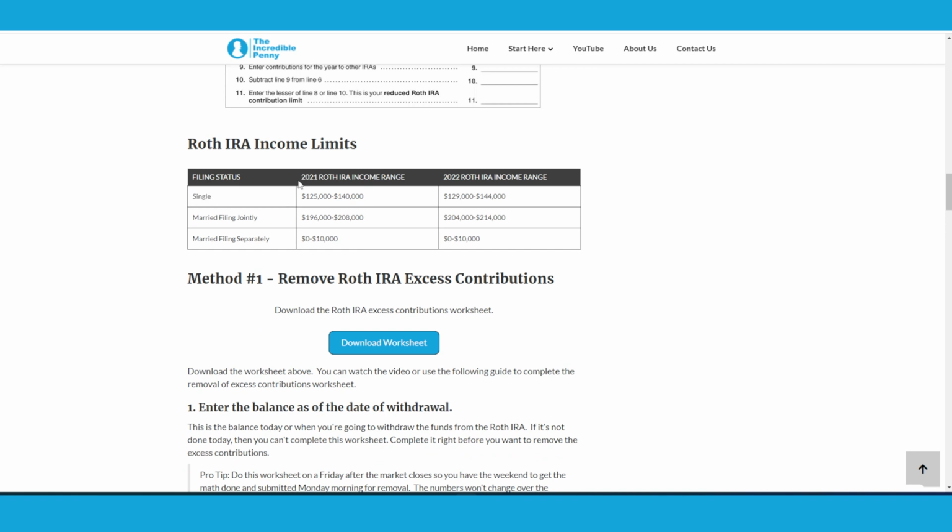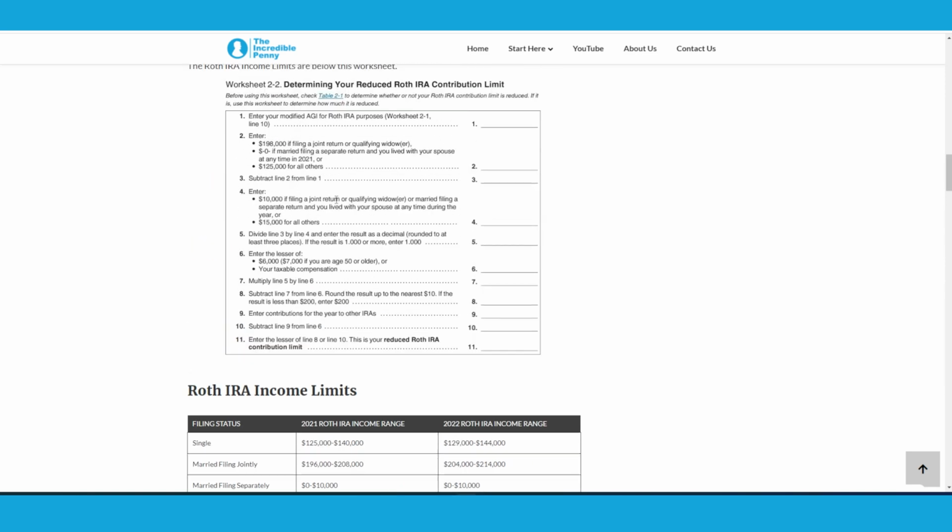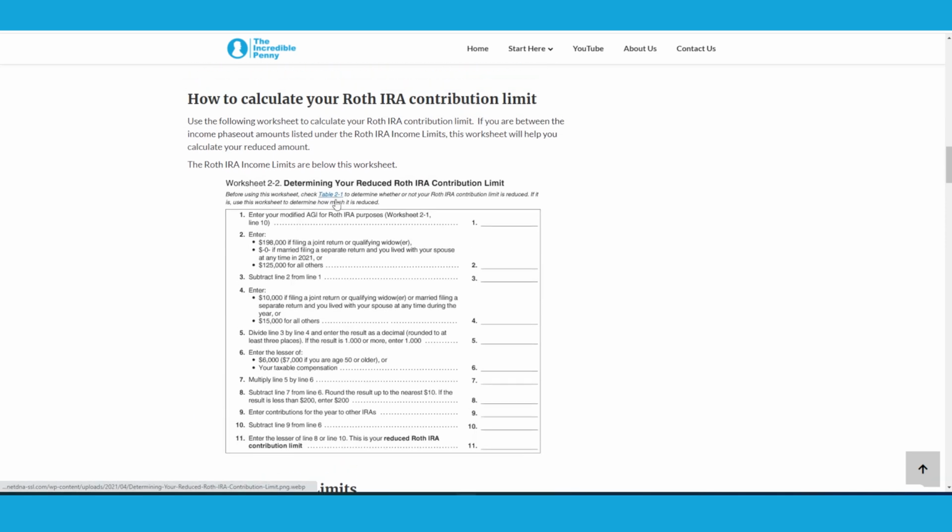But if you're single for 2021 and you earn under $125,000, you're not going to have this issue. Although you could still have an excess contribution, you could still make the full $6,000 contribution. But you can see the phase out goes up to $140,000 for singles. So if you're right in the middle of this, then you're going to want to use this worksheet on the phase out to figure out how much you would qualify for and which part was your excess contribution.